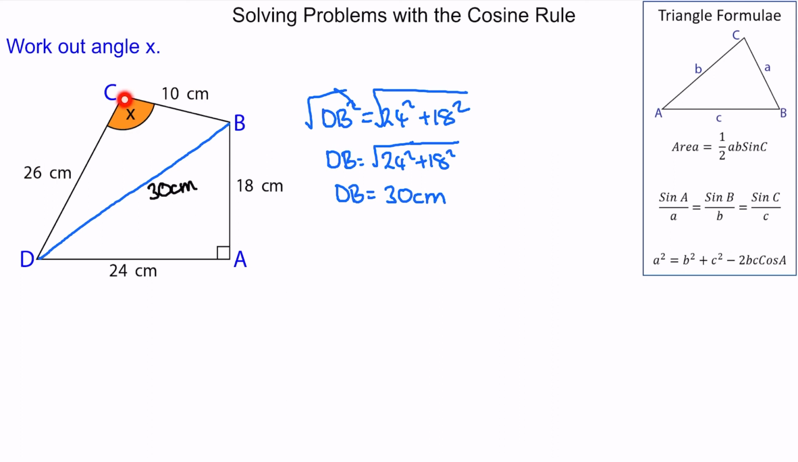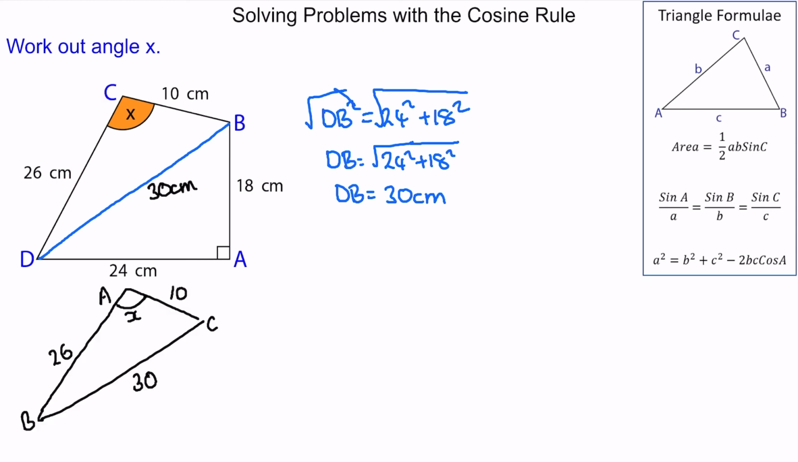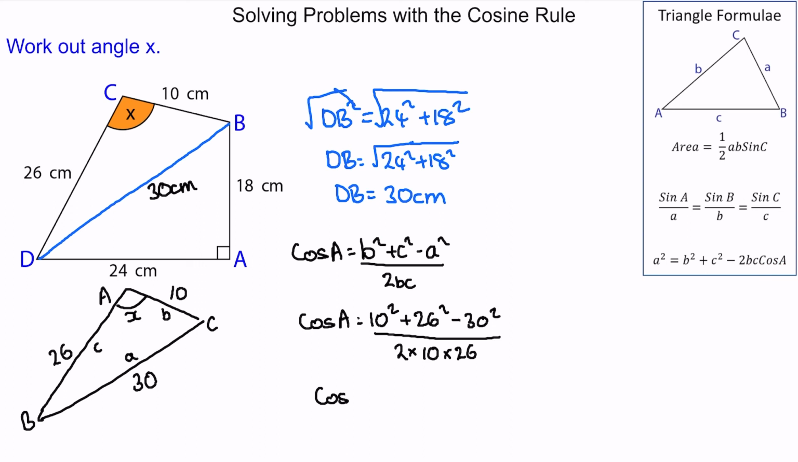So again, I'll resketch the triangle. So this is labeled angle A. So now we need to rearrange this formula again to make cos of A the subject. And we'll substitute in the known values. And this gives us cos of A is 0.238 to three significant figures. So we'll take the arc cos of both sides, and these will cancel. So A is 104 degrees, which is equal to angle X.